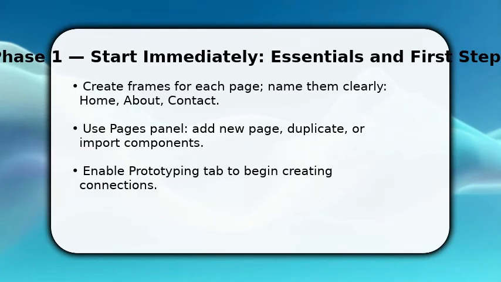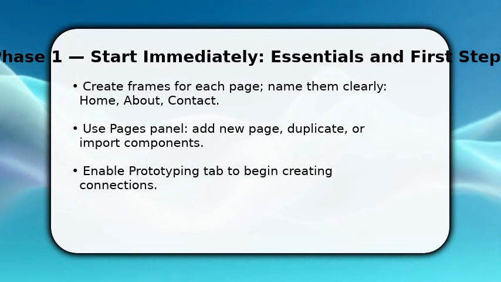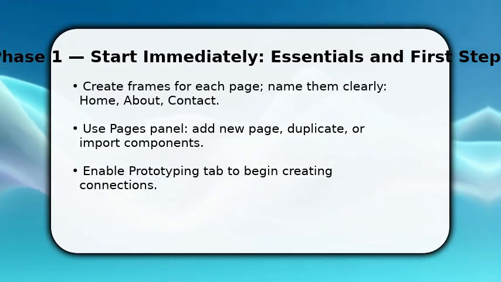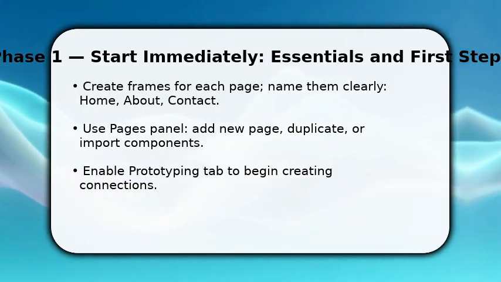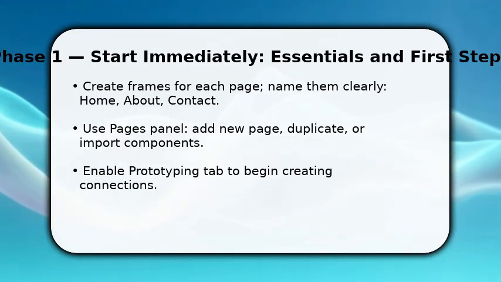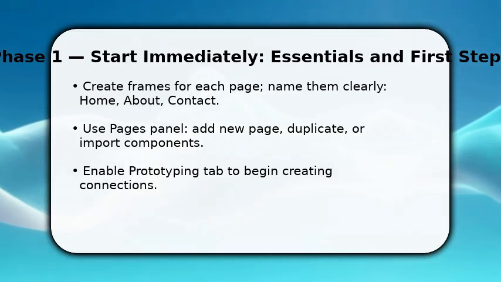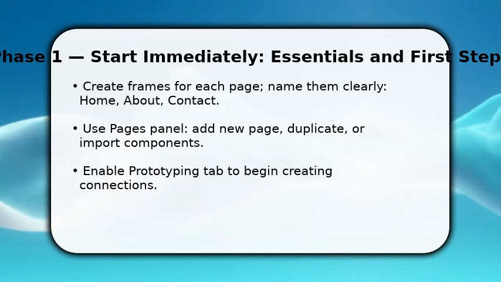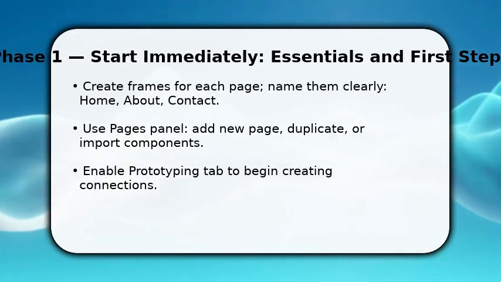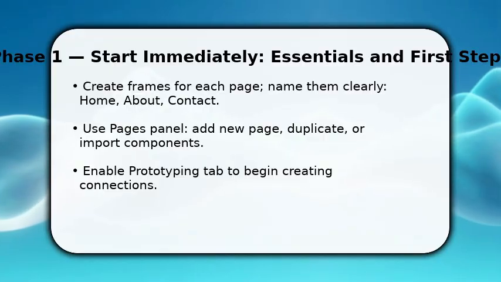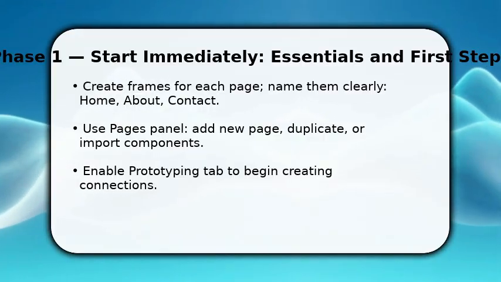Enjoy the video. You begin by preparing the artboards you will link. Create frames for each page and name them so you don't lose context. Once done, switch to the Pages panel and add or duplicate pages as needed. Make sure to import or place shared components early. Then open the Prototyping tab so you can draw connections. This first actionable step gets you from static artboards to an interactive flow and reduces rework later.